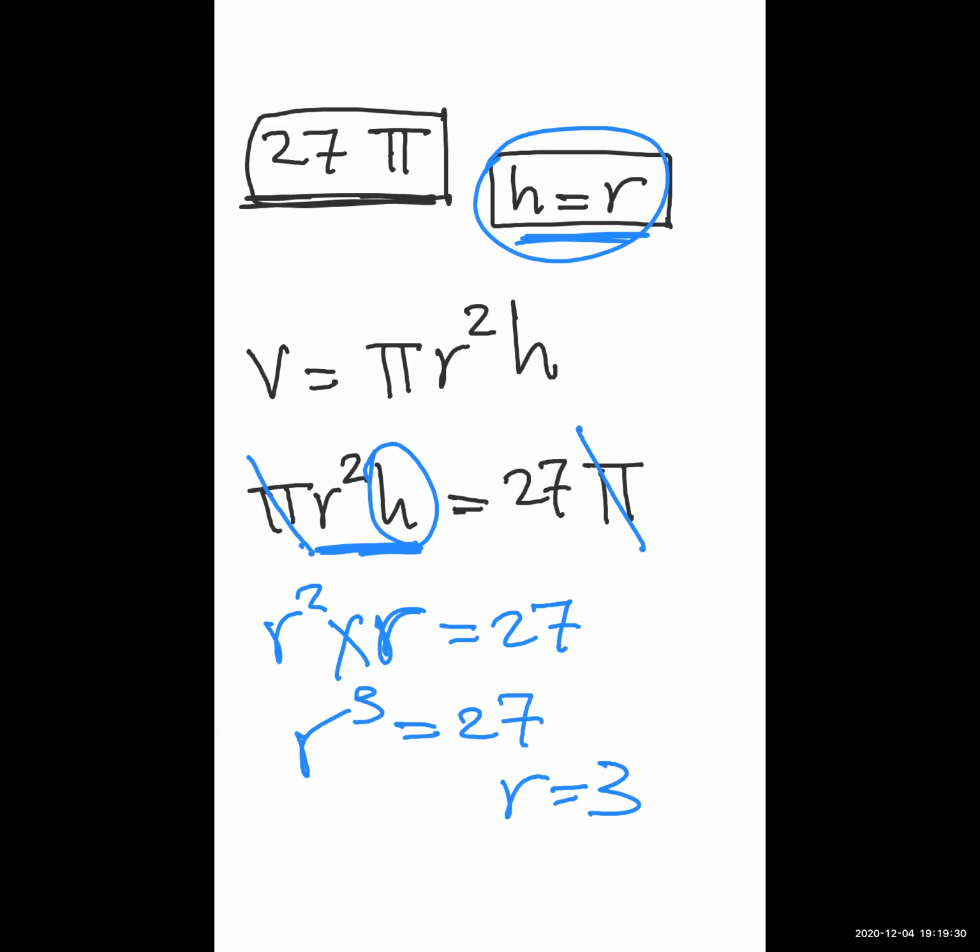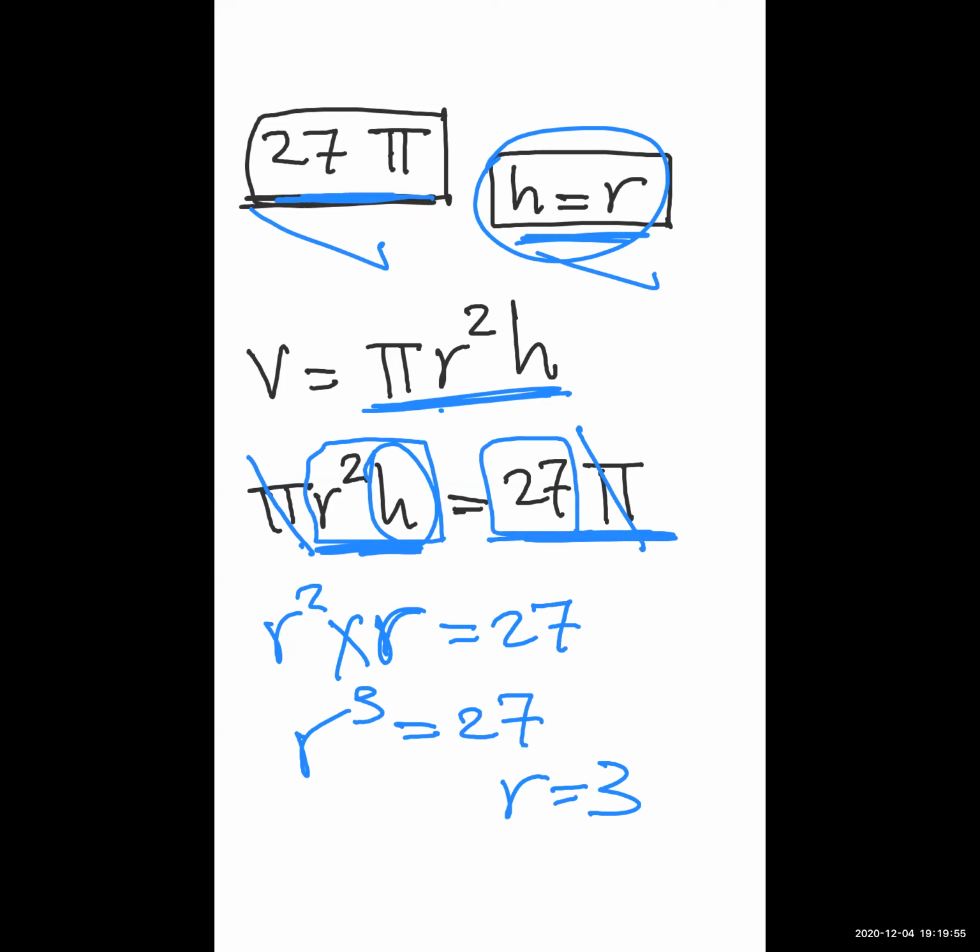It's given in the question that the volume of this one is 27π. And the height equals the radius, so h equals r. So now πr²h will equal 27π. I just removed the π with π. So now r²h equals 27.